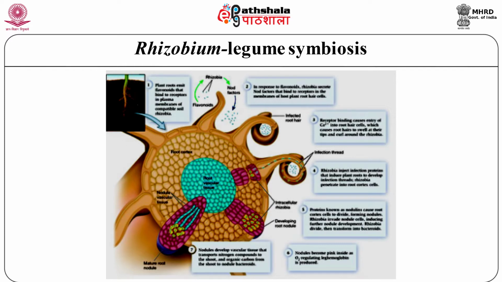The initial interaction between the host plant and free-living rhizobia involves the release of a variety of chemicals by the root cells into the soil. These chemicals encourage the growth of the bacterial population in the area, usually around the rhizosphere.